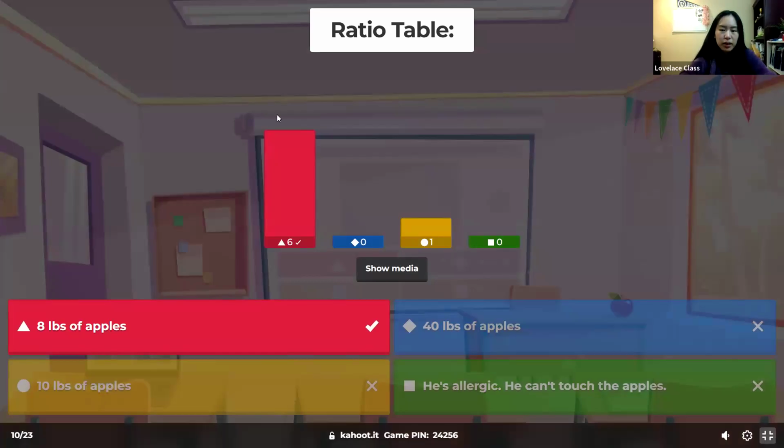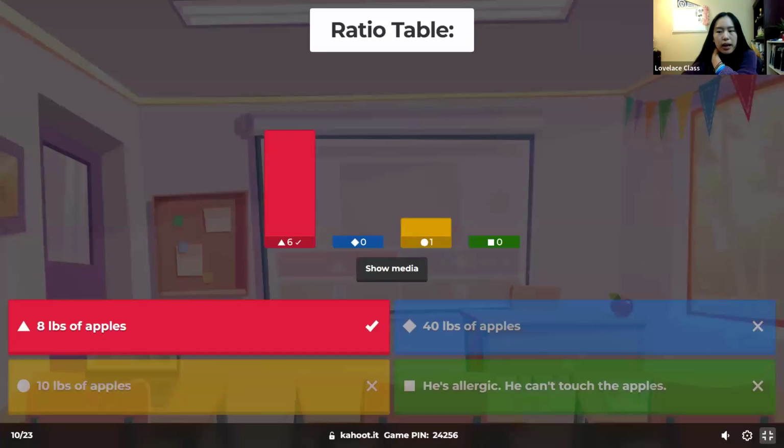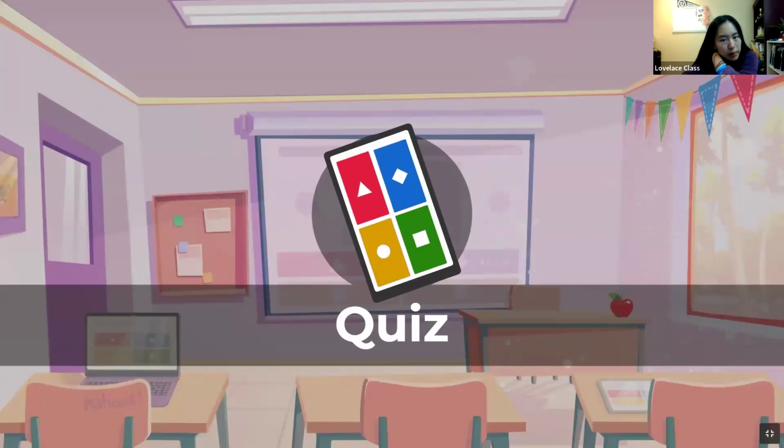Okay, good job. So basically, we can see that 20 is 4 times 5. So the number of apples is going to be 2 times 4, which in this case is 8. Most of you guys got that, so good job. Keep up the streak.